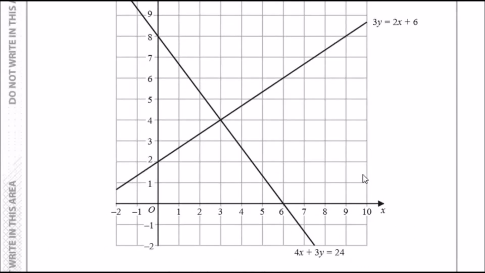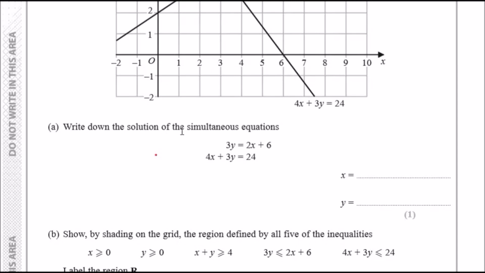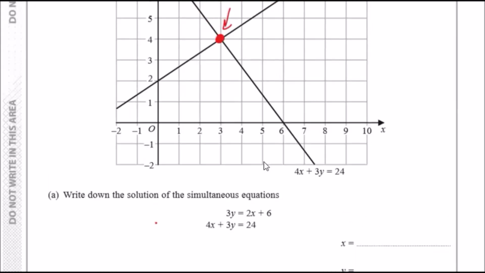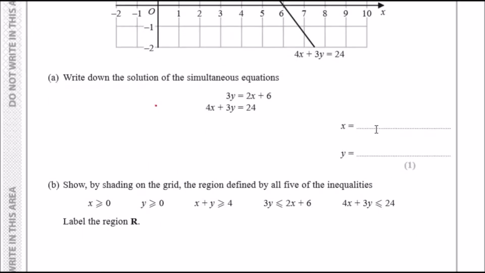And you can see that they're intersecting here. So usually when they're intersecting, we can solve them simultaneously using simultaneous equations, yeah? That'll give us the exact coordinate. But here you can see this is intersecting at 3, 4. Now, write down the solution of the simultaneous equations. That means where did they intersect? Well, 3 and 4. Easy.